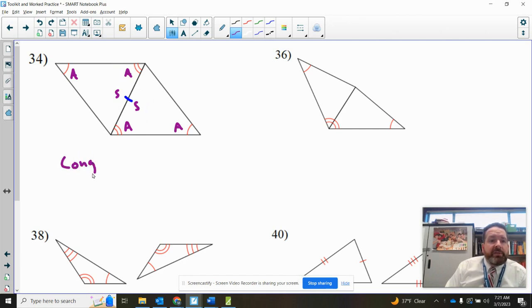So these are congruent by, it's AAS. There you have it. Next up, same idea.